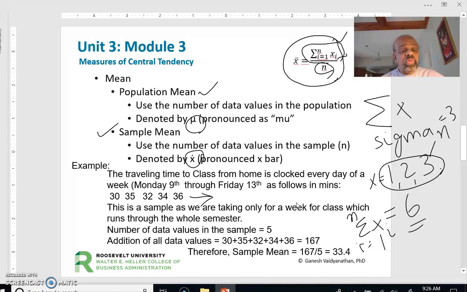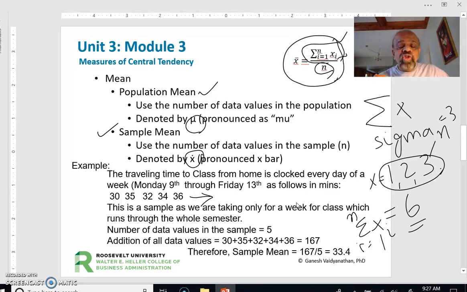Now I want to know the sample mean. This is a sample mean because you are actually attending lots and lots of classes, and all we are doing is taking just a few of those classes. That's why it is a sample out of a big population, right? And the sample is going to be 30, 35, 32, 34, 36. It takes you 30 minutes on the first day, 35 minutes on the second day, 36 minutes on the fifth day. Okay? Now we want to find the mean.